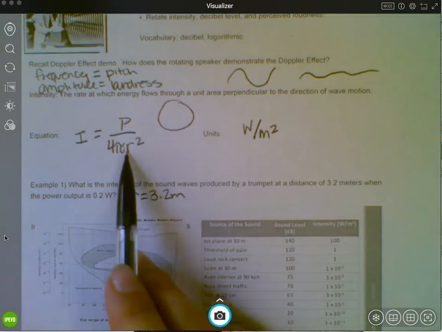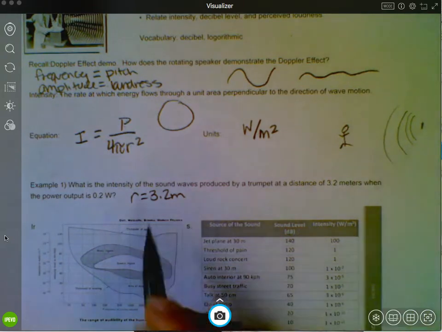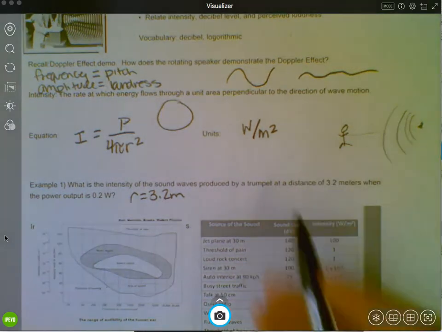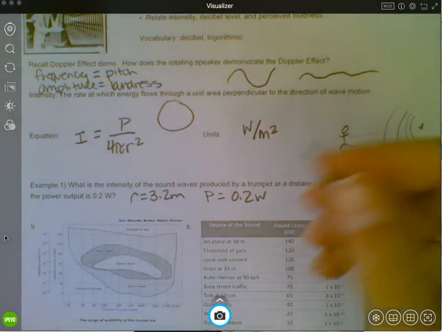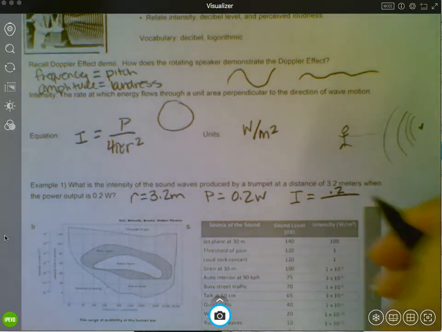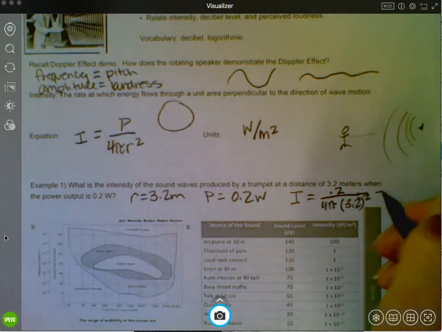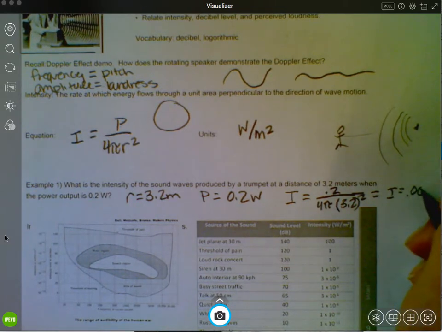The reason we say that it's r is because you can imagine you're a person here and there's a sound coming off some speaker or something. The sound is coming off in all directions. So r is 3.2. That's the distance from here to the person, when the power output is 0.2 watts. You just plug in: I is equal to 0.2 divided by 4 pi times 3.2 squared. If you do the math, you get intensity equals 0.0016 watts per meter squared.